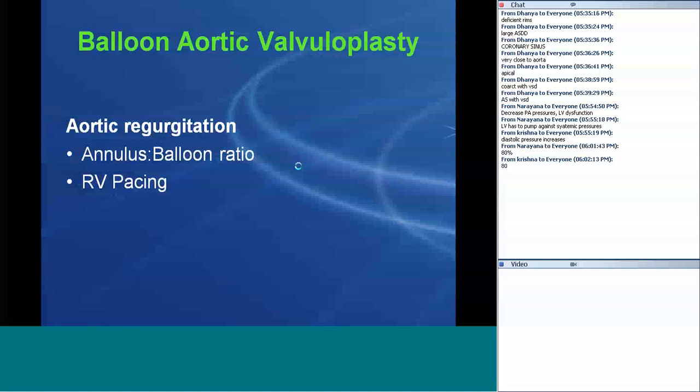The problems are aortic regurgitation if you increase the size too much, and another very important thing is right ventricular pacing, to avoid aortic regurgitation. Even if you have downsized the balloon, there is a chance that if you dilate with a high left ventricular ejection fraction, it might push the balloon in and out of the annulus and rupture the valve leaflets, and it can cause severe AR. So right ventricular pacing is one of the things which can help.